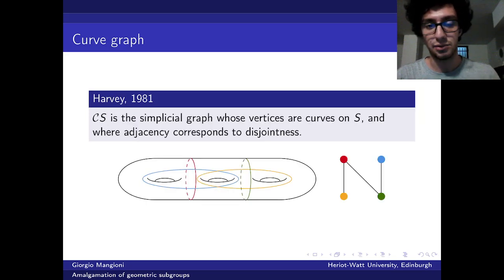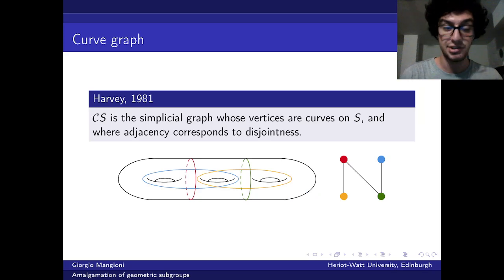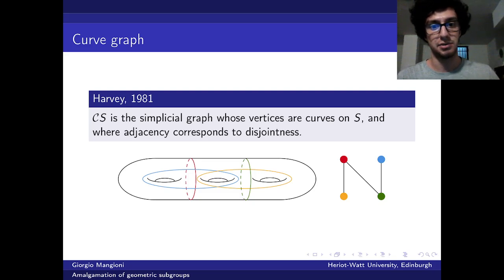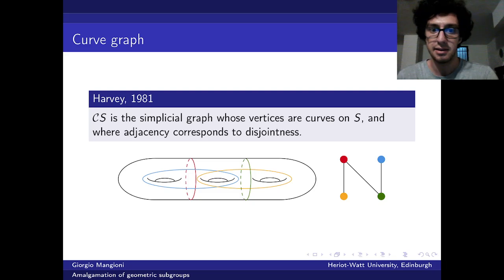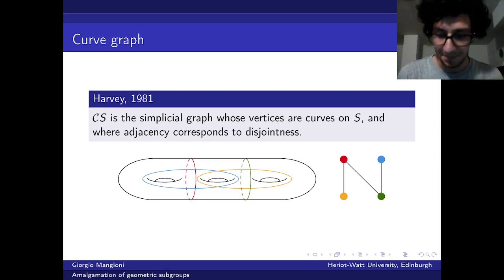But first we need another tool, which is the curve graph, as introduced by Harvey in 1981, which is the simplicial graph in which the vertices correspond to the curves on the surface, and where two curves are adjacent in the graph if and only if they are disjoint on the surface. So for example, the red and the green curve are disjoint on S, so they're connected in the graph on the right, while the red one and the blue one intersect on the surface, and so they're not adjacent in the curve graph.